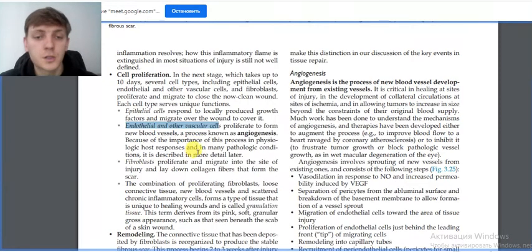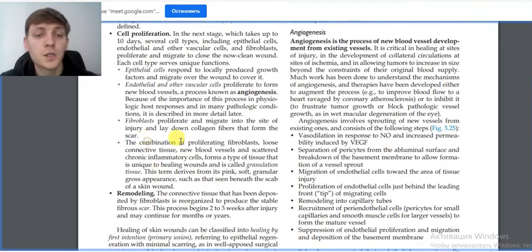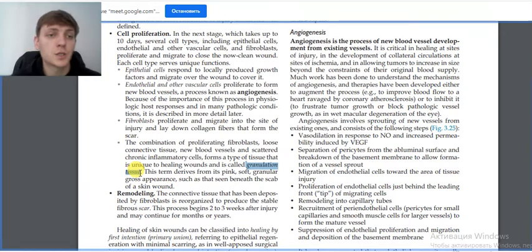But later fibroblasts are activated to produce extracellular matrix which was injured or deleted by injurious agents, and later they will form the scar. A combination of proliferating fibroblasts, loose connective tissue, new blood vessels, and scattered chronic inflammatory cells forms the type of tissue that is unique to healing wounds. It is called granulation tissue. So please remember what granulation tissue is. By the presence of granulation tissue, you will consider that healing has started.